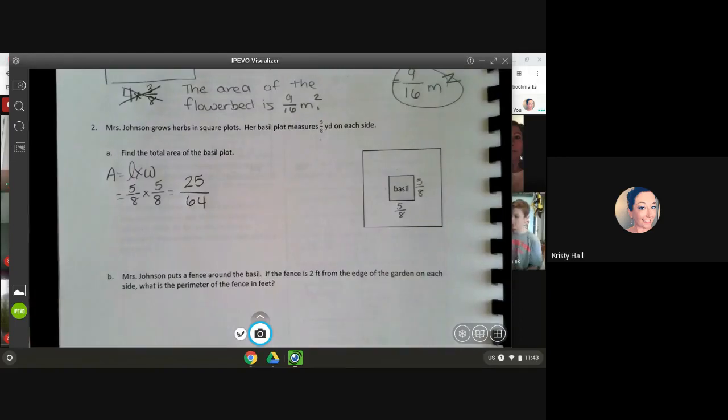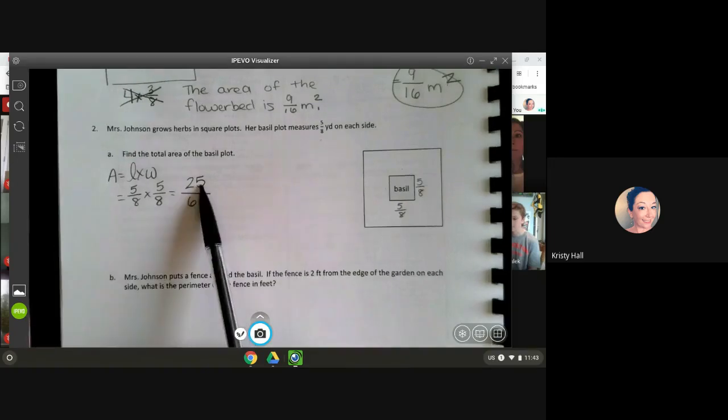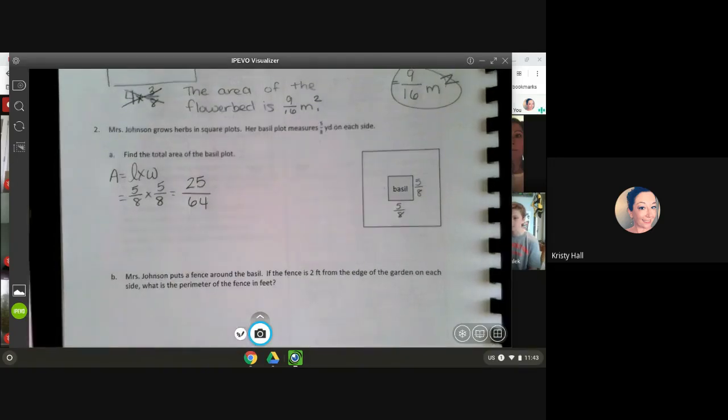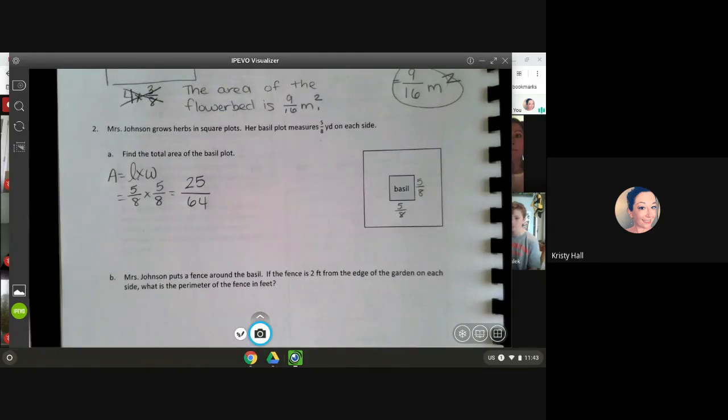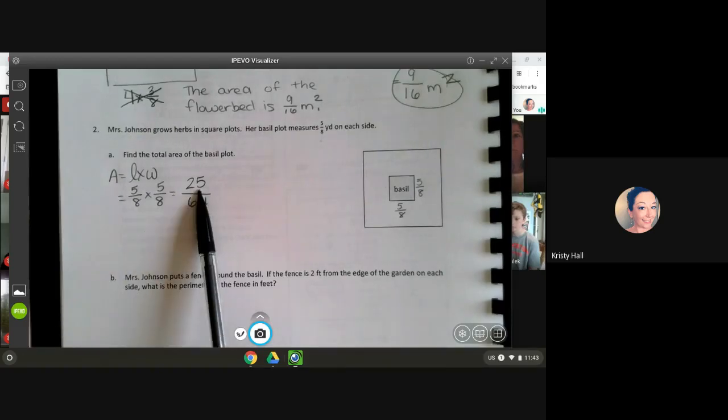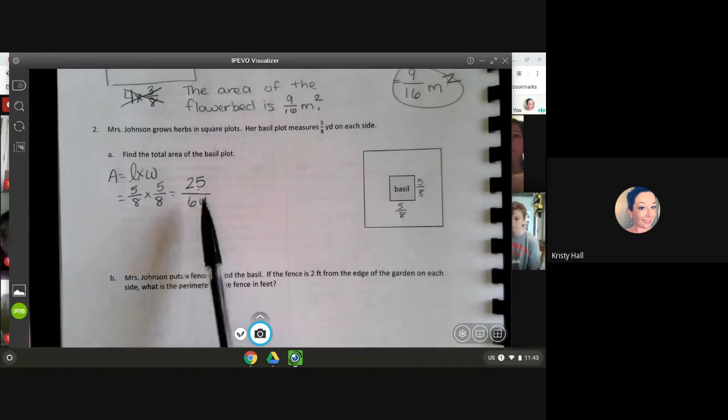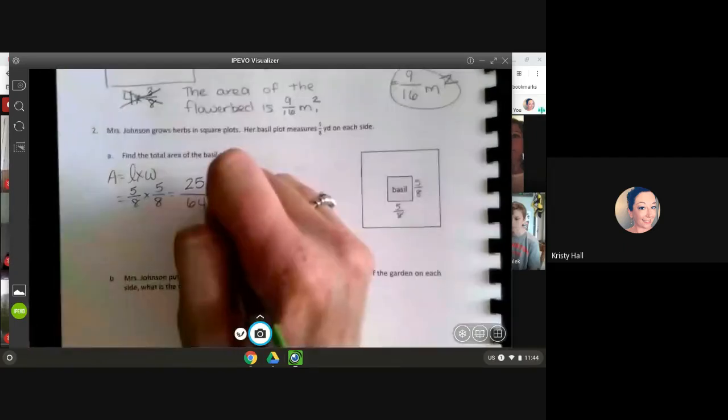Okay, is there anything that we can simplify by? Can I simplify those both by 2? 25 is not even. Can I simplify by 3? Well, 25 I know I can only get if I do 1 times 25 or 5 times 5. And I can't divide 64 by 5, so this is going to be our final here. So this is going to be square yards.